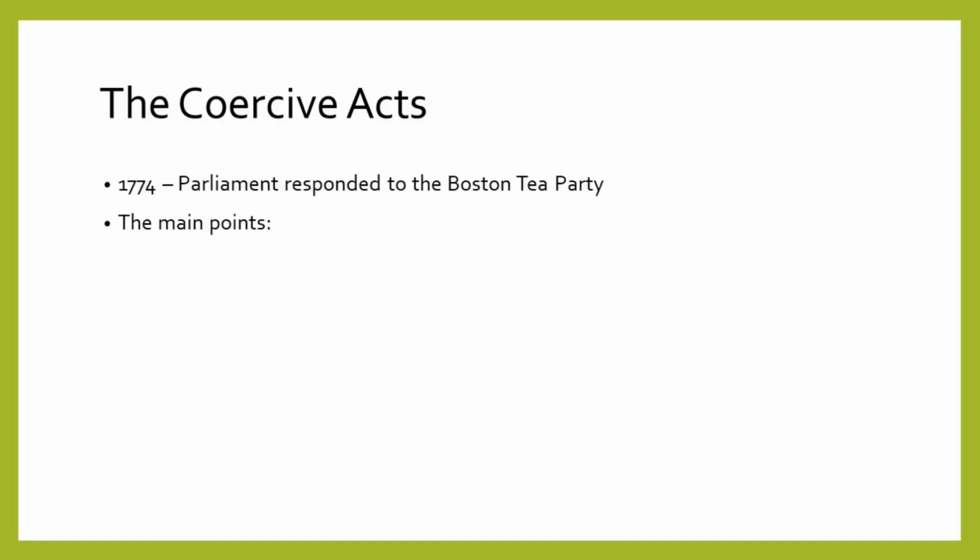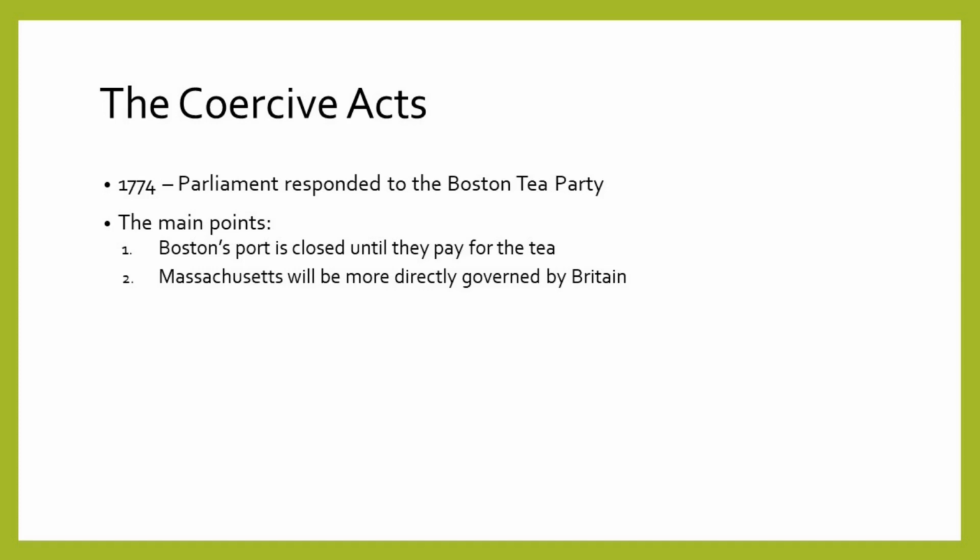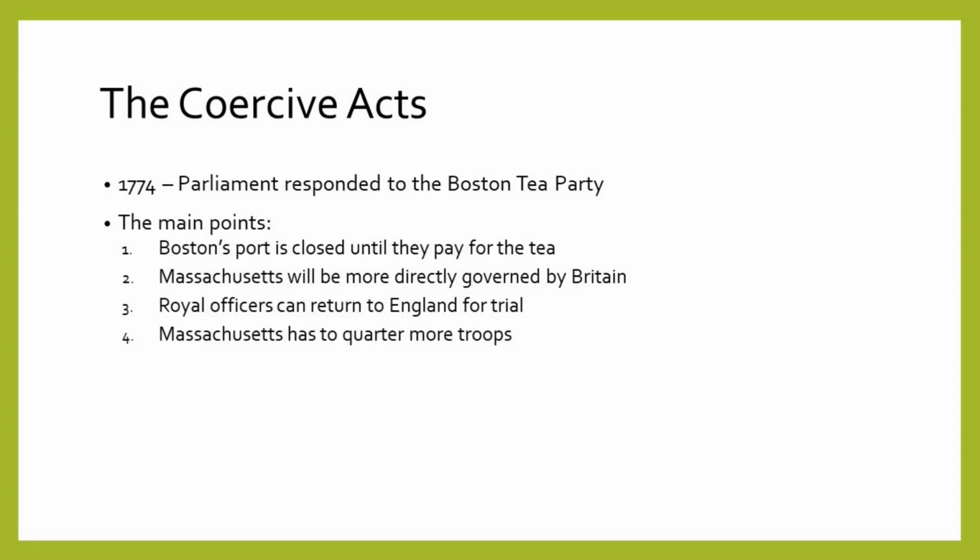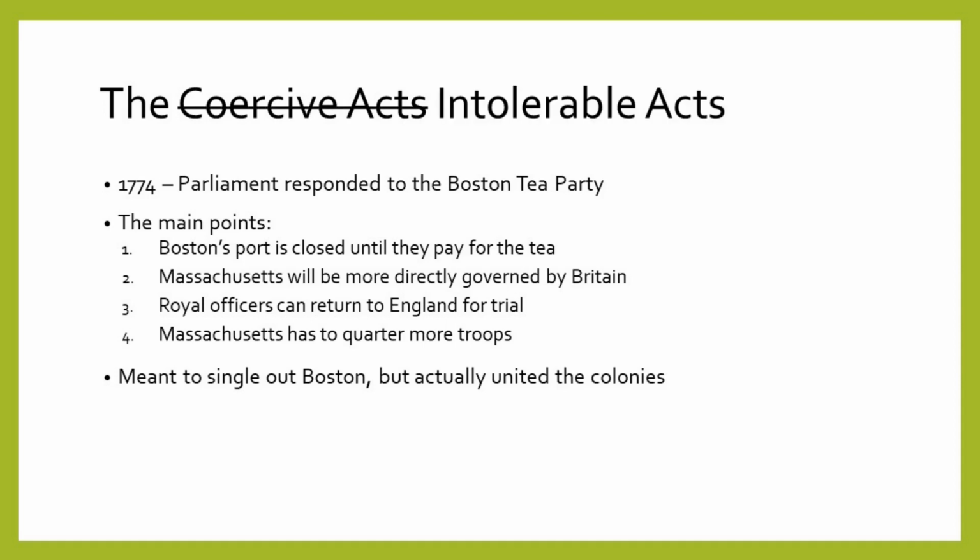The main points were, number 1, the port of Boston was closed until the colonists paid for the lost tea. Number 2, the Massachusetts Charter was removed and the colonial government was restructured to allow the British more direct control. Number 3, royal officers could now be tried in England for crimes that they committed in America. And number 4, Massachusetts would be forced to quarter more troops. This was meant to punish Boston in particular, but the colonies were united in their opposition to these acts, which they came to call the Intolerable Acts.